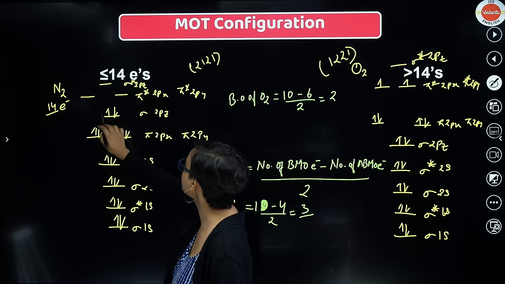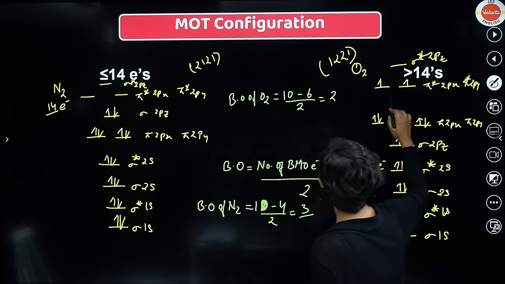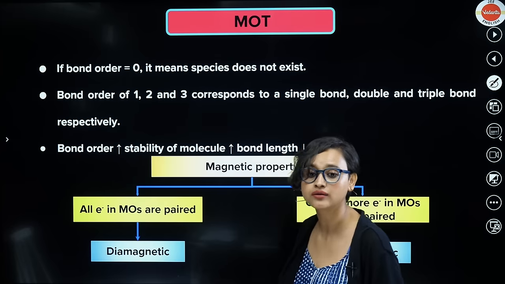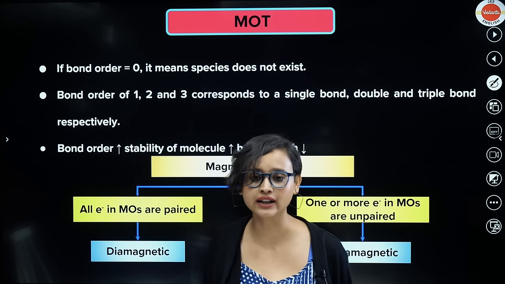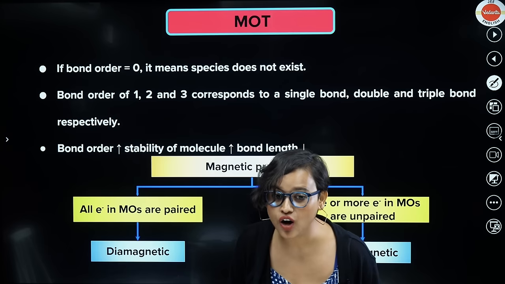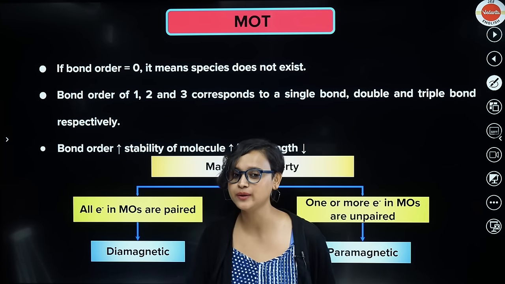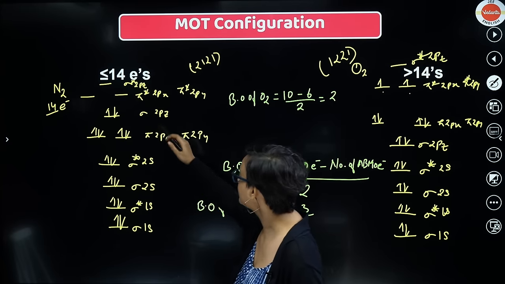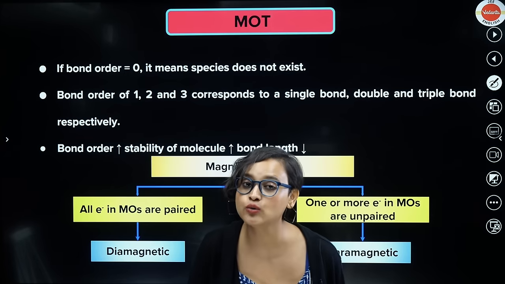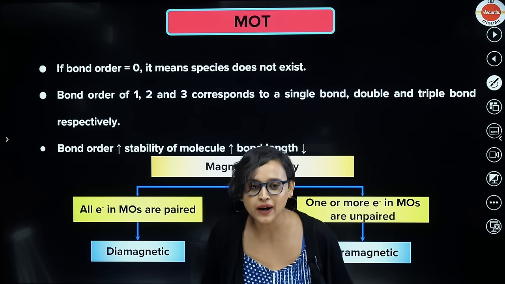Check it out. There are 2 unpaired electrons here and here. That means that O2 is what? O2 is paramagnetic. If there are 1 or more unpaired electrons in the molecular orbitals, you call it paramagnetic. But check it out here, everything is paired. If it is paired, that means it is diamagnetic. N2 is diamagnetic, O2 is paramagnetic.